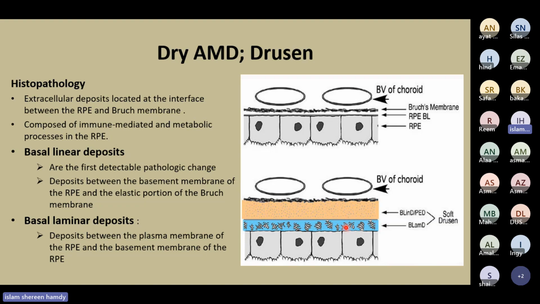If they have passed the basement membrane and are accumulating between the basement membrane and the Bruch's membrane, this is called the basal linear deposits or the basal linear drusen. Okay.